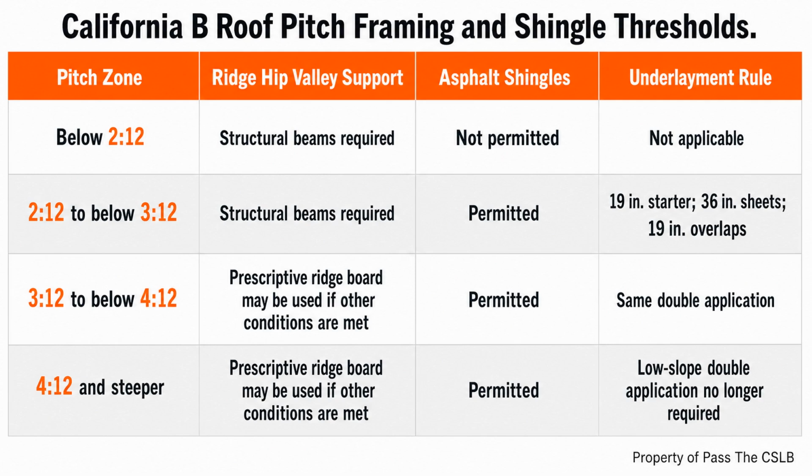A ridge beam is structural. It carries vertical roof load and transfers that load to supports. When the pitch is less than 3 and 12, the ridge, hips, and valleys supporting the rafters must be designed as structural beams. I stop at that boundary because beam sizing, point loads, posts, foundations, and connection design belong to the approved plans and the responsible design professional.